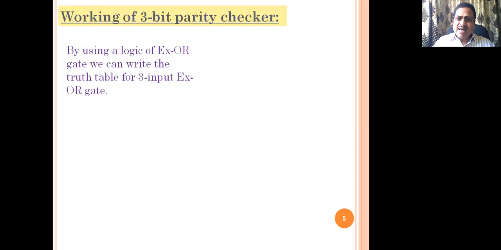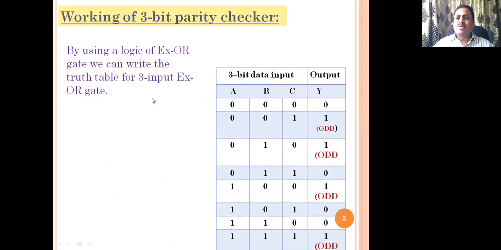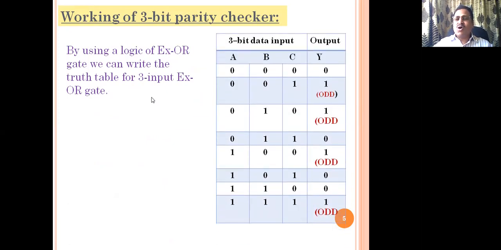As we have discussed, by using a 2-input XOR gate, we can write a truth table for a 3-input XOR gate. Let's see the truth table for the 3-input XOR logic gate. By recalling the truth table for 2 inputs, you can extend it to three inputs. See here, A, B, C are the inputs and Y is the resultant output for the 3-input XOR gate.